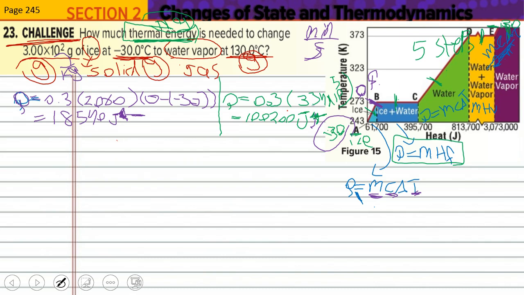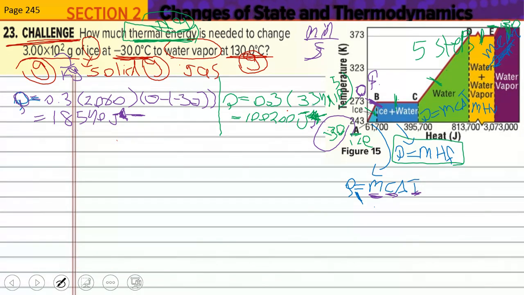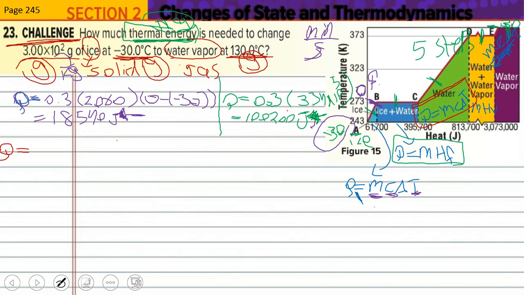This is the second part of our question, and let's do the third part. The third part requires the same equation as the first, which is Q equal to mc delta T. So we only need to substitute the mass, which is 0.3, multiplied by the specific heat of water, which is 4180.